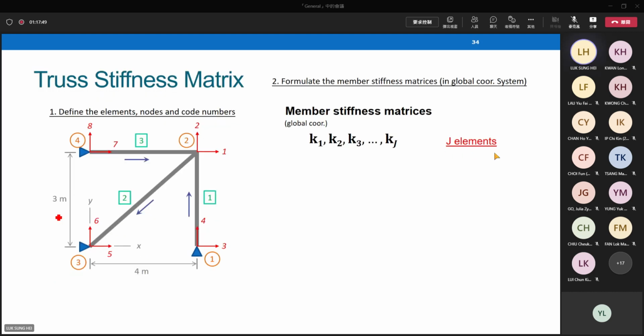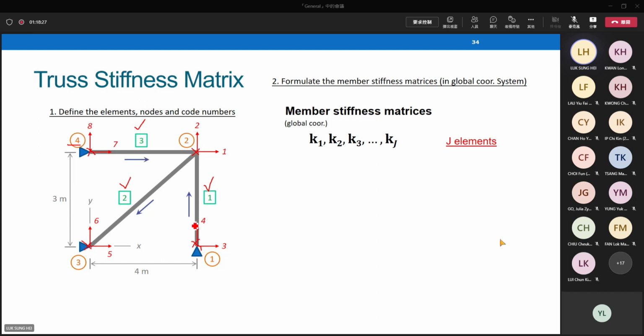I use the same example. We have a simple truss structure composed of 3 truss members: element 1, element 2, element 3. This is our element arrangement, 3 elements. And then we have 4 nodes: node 1, node 2, node 3, node 4. The number within the circle represents the node name. The arrangement of the nodes actually is not very important, but I just follow the arrangement here. So we have 3 elements and 4 nodes.